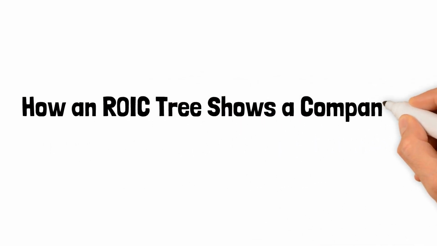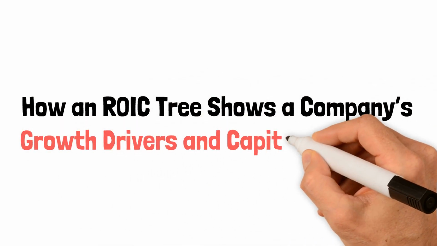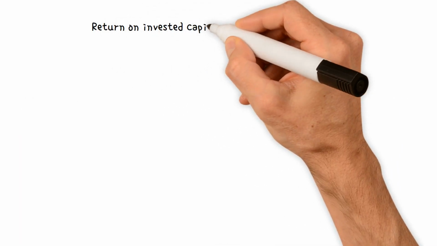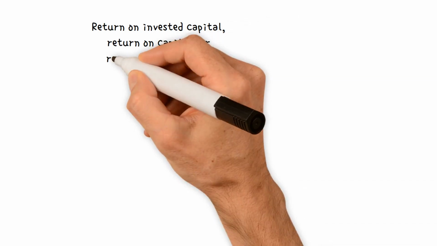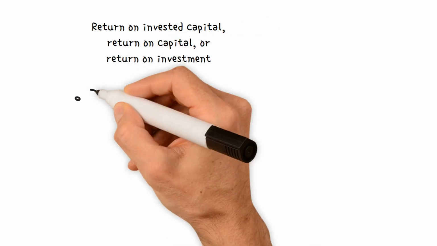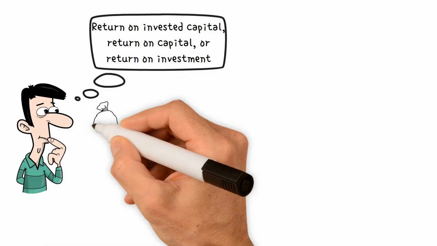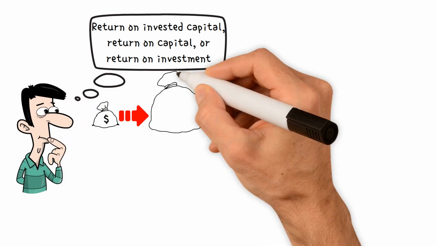How an ROIC tree shows a company's growth drivers and capital efficiency. Return on invested capital, return on capital, or return on investment are all interchangeable terms that focus on the same idea, measuring the returns on capital that a company can generate from their capital.